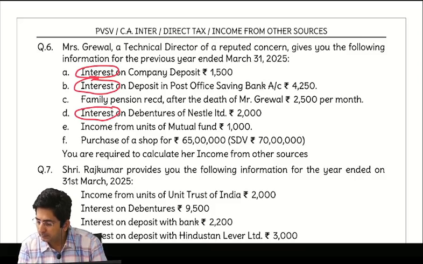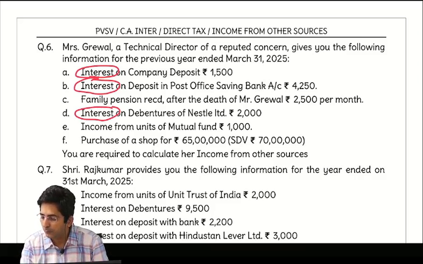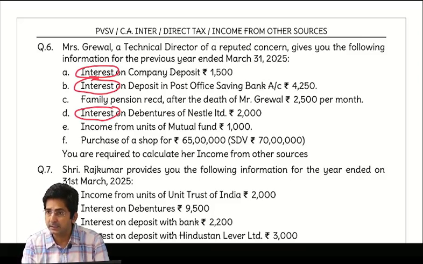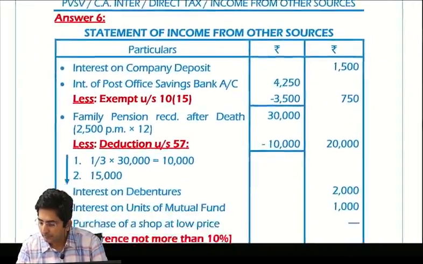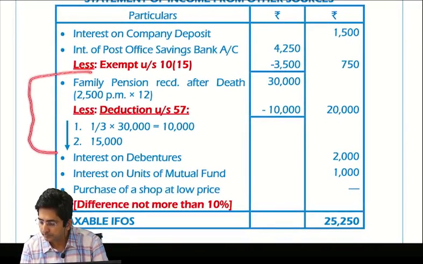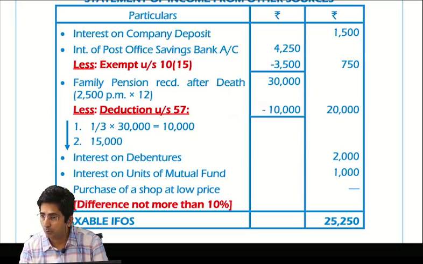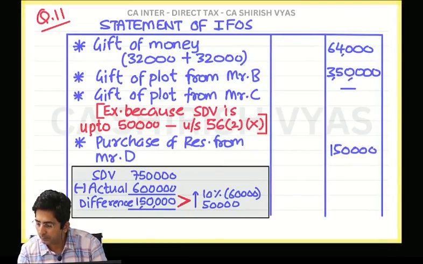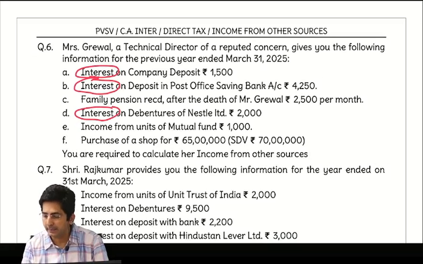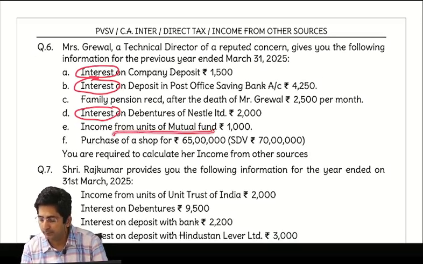Then family pension after the death of Mr. Grewal, 2,500 per month. So here also standard deduction will come, 1/3 or 15,000. Tell me how you have done the presentation. Check the presentation properly. Have you shown like this? Family pension 30,000, less deduction 10,000, outer column 20,000. Then next, interest on debenture, even that is taxable. Then income from mutual fund, even that is taxable.